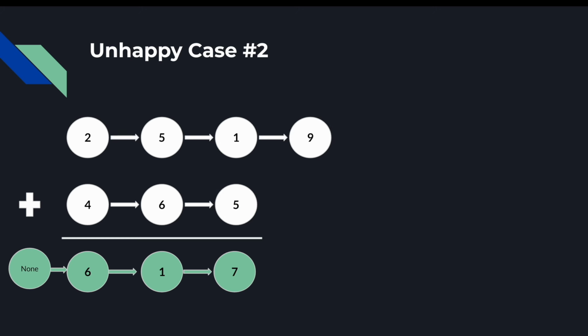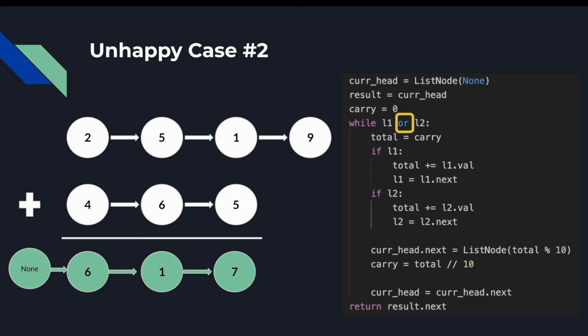Let's now say that the lists are of uneven length. What should we do in this case? Well, the first change we'll make is that we'll keep iterating as long as either of the lists is non-null. So we'll make this an OR instead of an AND. Then when we're calculating our total, we'll only add L1.val if L1 is not None. We'll also only add L2.val if L2 is not None. Everything else here is the same. I'm not going to walk through this in a diagram since it should be pretty self-explanatory.